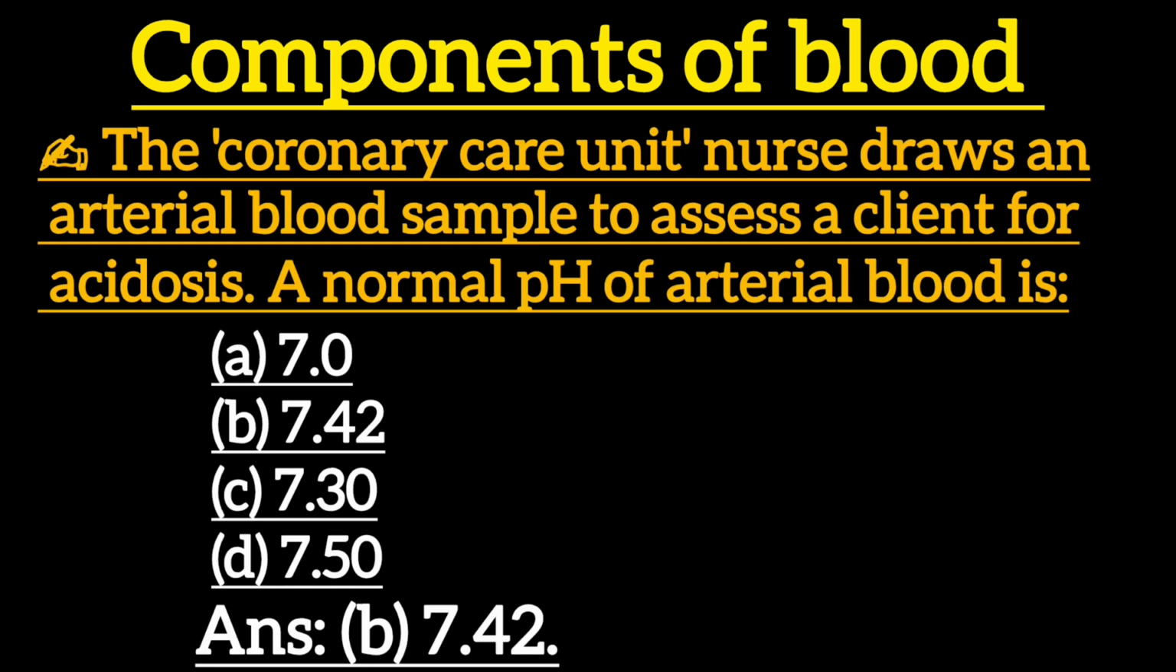Next one is the coronary care unit nurse draws an arterial blood sample to assess a client for acidosis. A normal pH of arterial blood is option A 7.0, option B 7.42, option C 7.30, option D 7.50. Correct answer is option B 7.42.